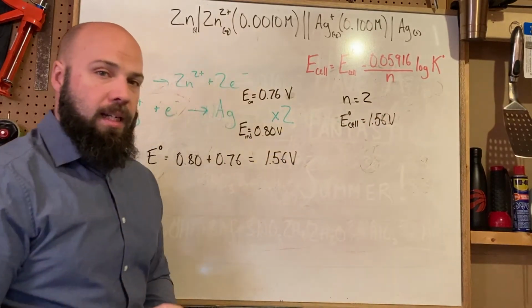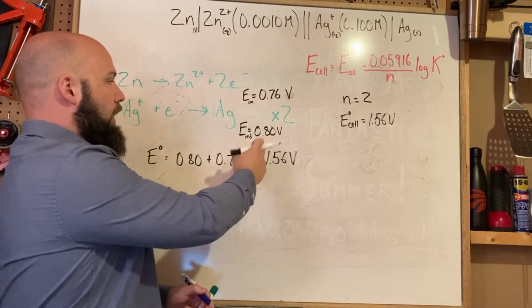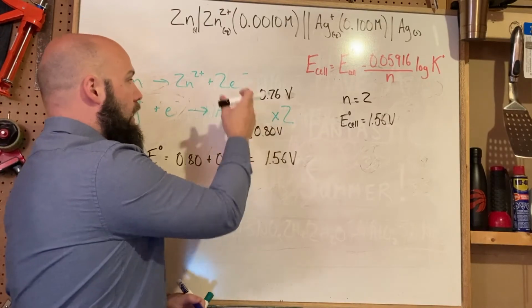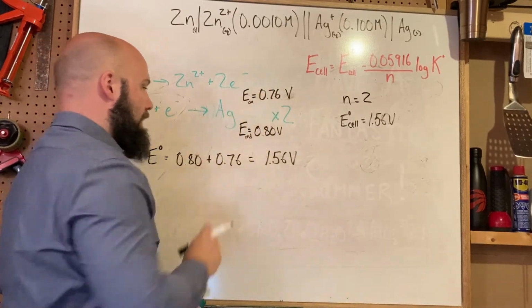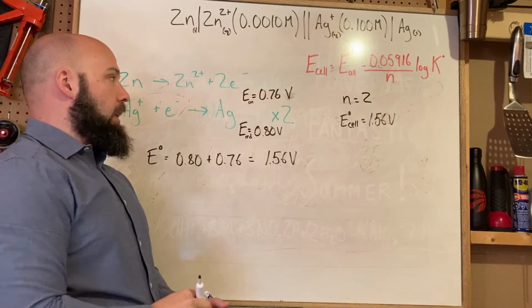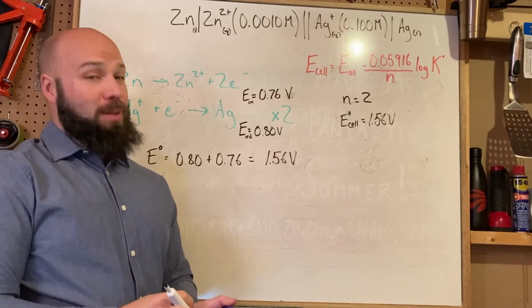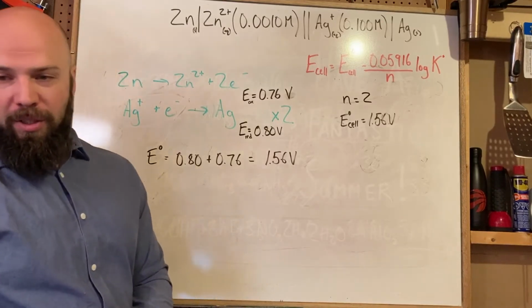You would get the exact same answer if you did cathode minus anode, because it would be 0.8 minus negative 0.76. These values can always be found in your standard reduction potential table of values.